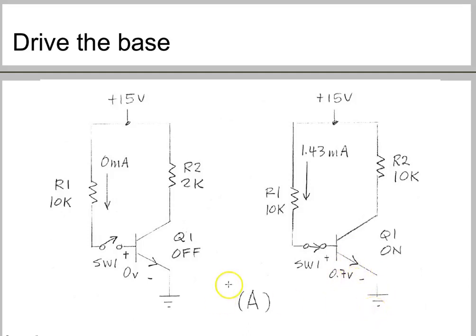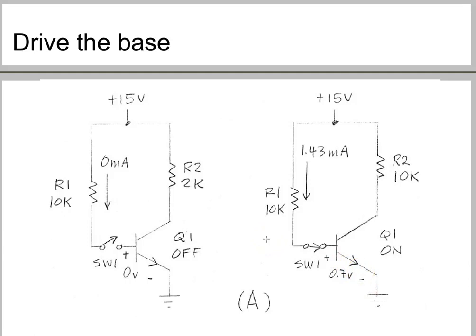So let's see this first one. When the switch is placed in series with the base resistance R1, then no base current will flow through the switch, because the switch is open. So in this case, your transistor will be off, which means it will be in the cutoff mode. Whereas when the switch is closed, then what will happen? The base current will flow to the emitter, and in this portion you will have 0.7 volts, and you will have around 1.43 milliamps as your base current flowing in and turning on the transistor, which means it will be in a saturated mode.